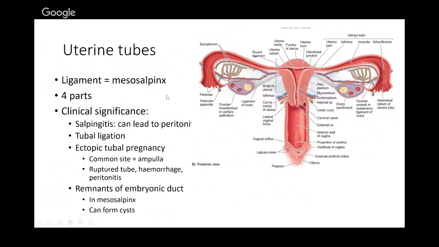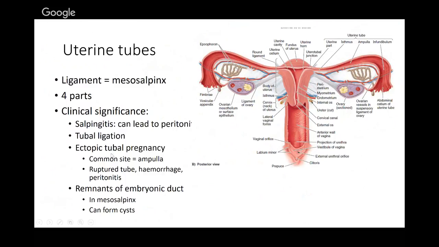Okay, so the uterine tubes, the ligament that supports the uterine tubes is called the mesosalpinx. There are four parts to it. You've got the uterine part, isthmus, ampulla, and infundibulum. You can get salpingitis, and again, this can lead to peritonitis. And when you do, you can do some sort of sterilization by tubal ligation.